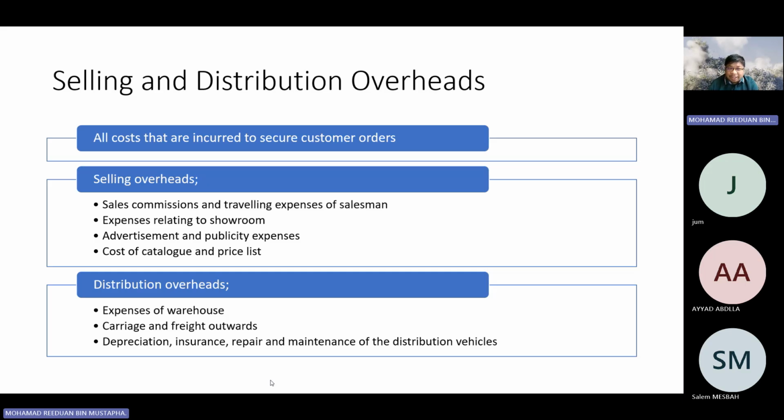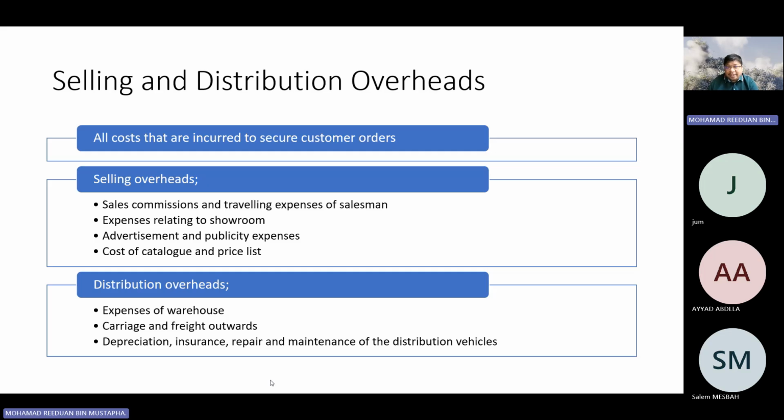But it's not only selling for a particular product, it's selling for all products. So that's why there is a portion whereby you need to take the total from the selling overhead to the portion of individual products. The distribution overhead includes the expenses of warehouse, carrying rate, truck onward, depreciation, insurance, repair, maintenance, and distribution vehicles. So it will be considered as well.